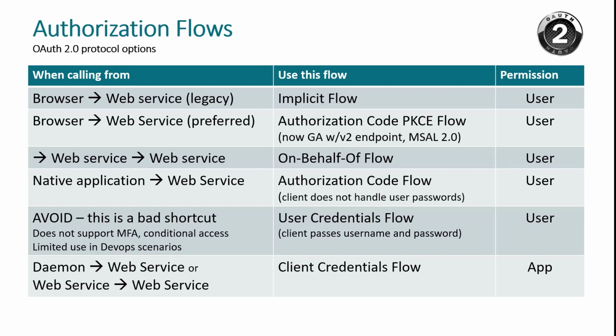Some of them only work from a web browser. Others work from a native application. Notice that client credentials flow is the only one that gives you an app permission. Everything else is delegated user permissions, and there's no way to do an elevation inside of a client device or a web browser. You really have to do that from a service somewhere. So we're mainly going to be talking about the user permissions in this talk.